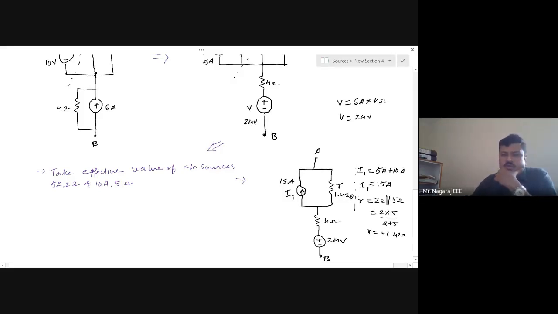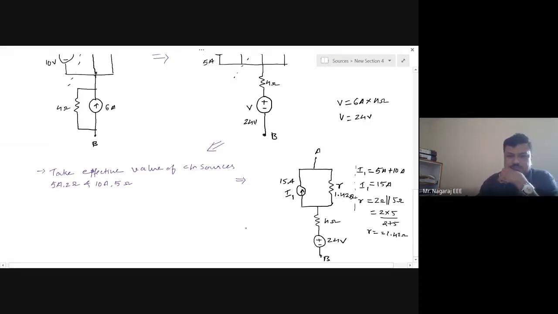Now I want the effective voltage source between A and B. I can convert this I1 and R, that is 15 amps and 1.42 ohms, into voltage source, and I can take them in series. Now if I convert 24 volts and 4 ohms again into current source, I cannot have the series combination of current sources equivalents directly. But anyhow I want voltage source, effective voltage source. I have to convert this 15 amp 1.42 ohms into voltage source.